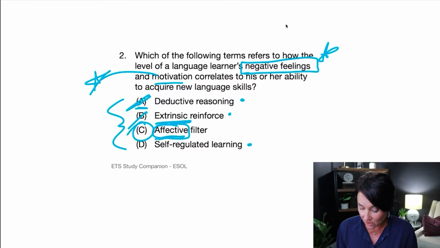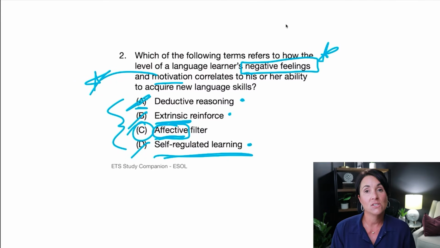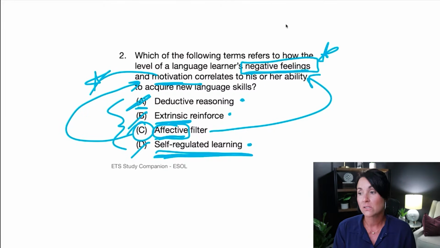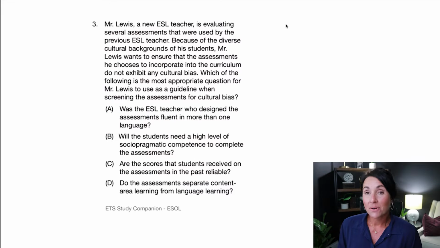We did say C is correct, the affective filter. And then D is incorrect. Self-regulated learning has to do with looking at oneself, maybe doing a self-assessment, figuring out why you got things wrong and why you got things correct. And you're regulating your own behavior, your own speech and things like that. That's not really what's happening here. We're talking about negative feelings and motivation. Now, D might be the distractor. That's close to the answer, but the affective filter is best because affective has to do with feelings, has to do with motivation. So C is the correct answer. Number 3, let's take a look.